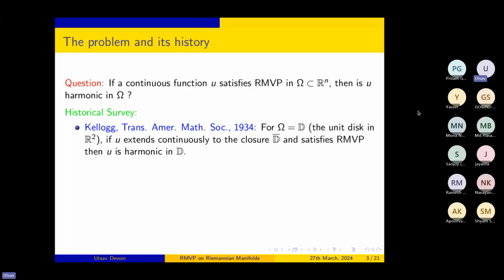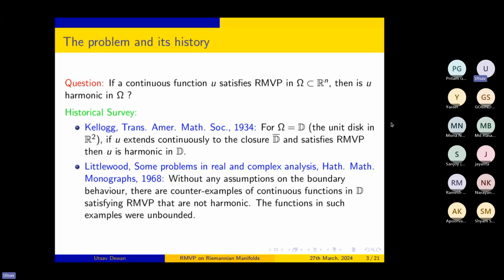In this direction, the first result was due to Kellogg. He worked on the special case that omega is the unit disk in R2, and he proved that if u extends continuously to the closure of the unit disk and satisfies RMVP, then u is harmonic in D. So not only is it continuous inside the domain and satisfies RMVP, but he is also assuming that the function extends continuously to the closure, so also to the boundary. Then he is able to conclude that u is harmonic in D. A natural question then is whether one can get rid of this extra condition imposed by Kellogg.